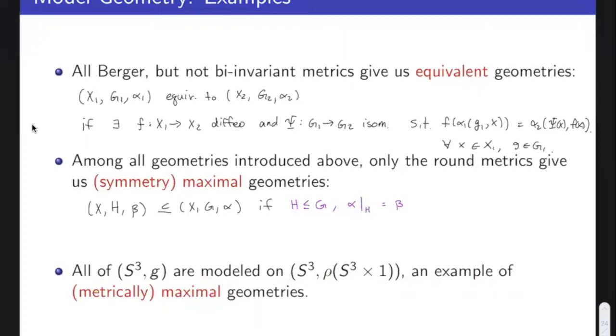So this is an example of what I was saying. This is an example of metrically maximal geometries. This basically just means that the amount of invariant metrics is largest.